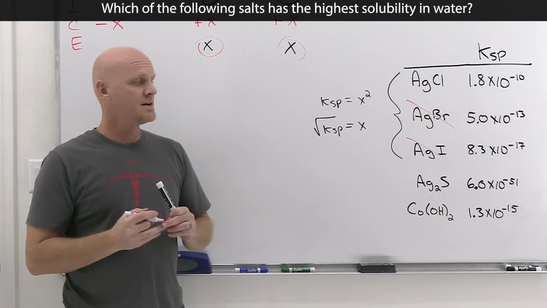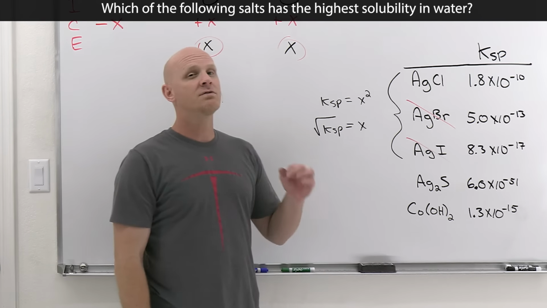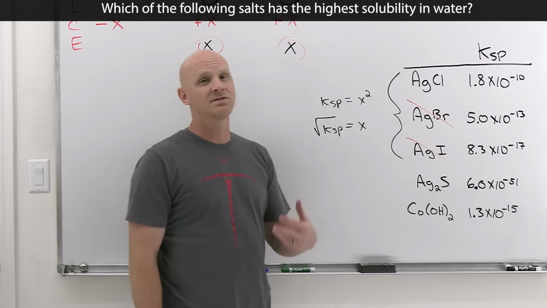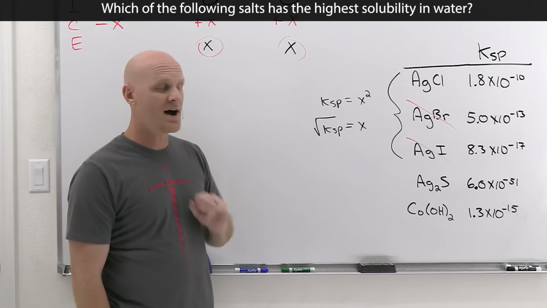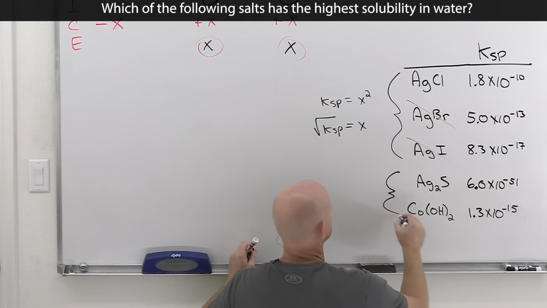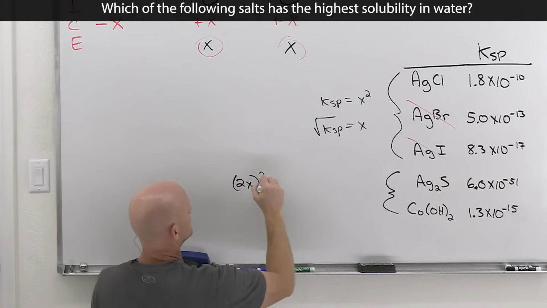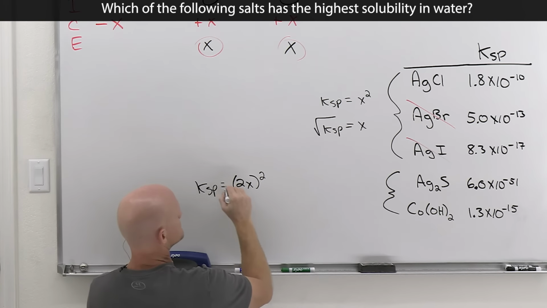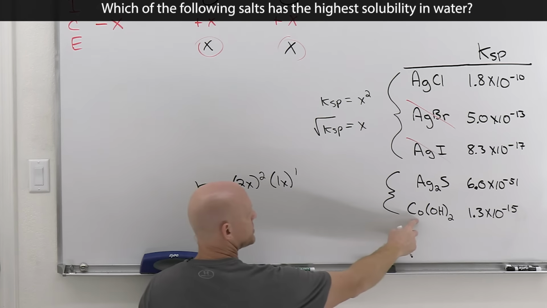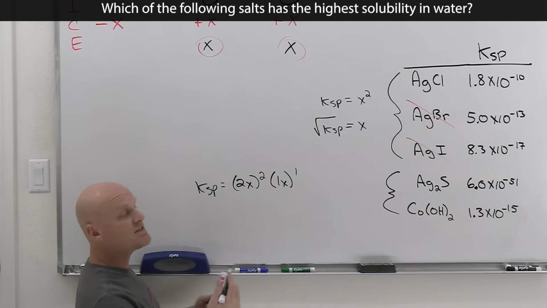However, with Ag2S and Co(OH)2, these dissolve into 3 ions: 2 silvers and 1 sulfide, 1 cobalt and 2 hydroxides. Because they dissolve into 3 ions, recall my little trick here. With the silver, because there are 2 silver ions, that's going to be 2x to the 2 power for my Ksp. And with 1 sulfide, that's going to be 1x to the 1 power. With cobalt, it'd be 1x to the 1 power and then 2x to the 2 power, which is just this in reverse, but it's going to be the same thing.